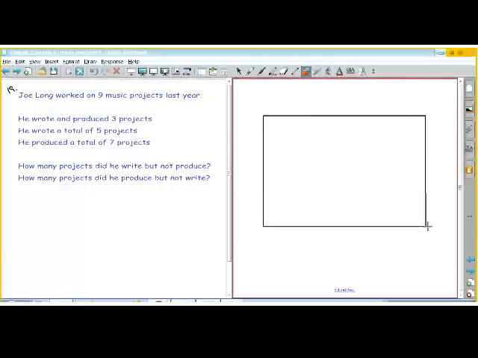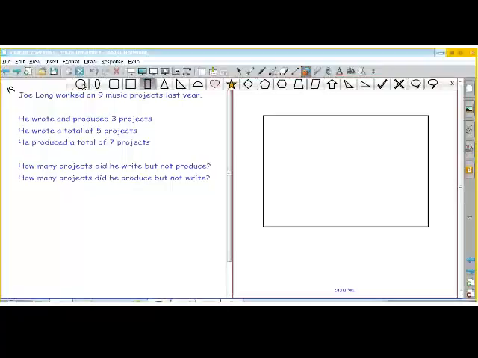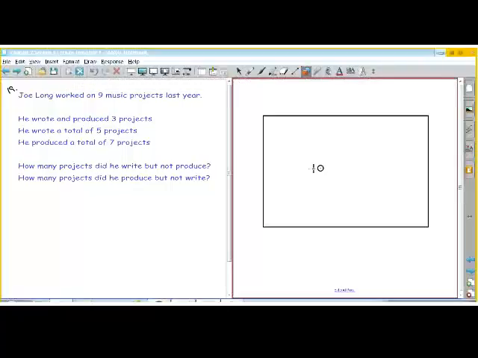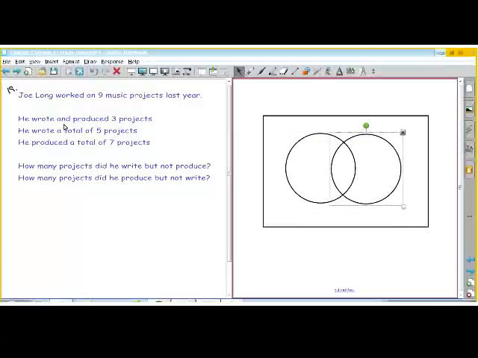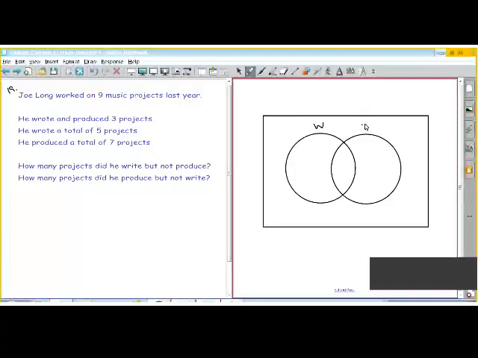So we're going to draw a Venn diagram, which consists of our rectangle. And because we have 2 categories, things that he produced and things that he wrote, we just need 2 circles to represent those 2 sets. Because there is some crossover, because we do have a case where he wrote and produced, we overlap the 2 sets. I'll use a letter to designate each response. One is he wrote, and one is he produced. And where they're overlapping is where he wrote and produced.